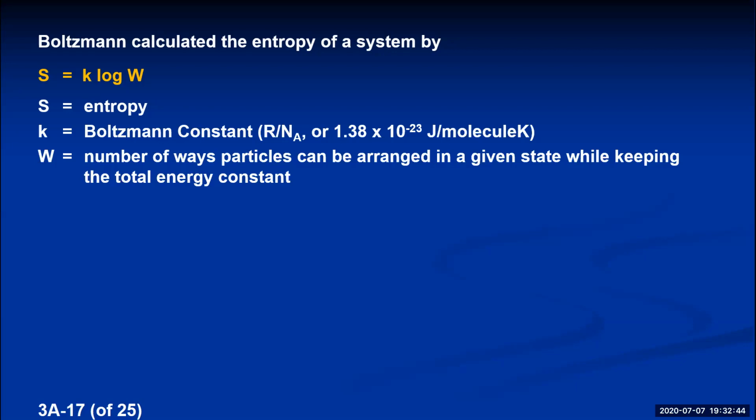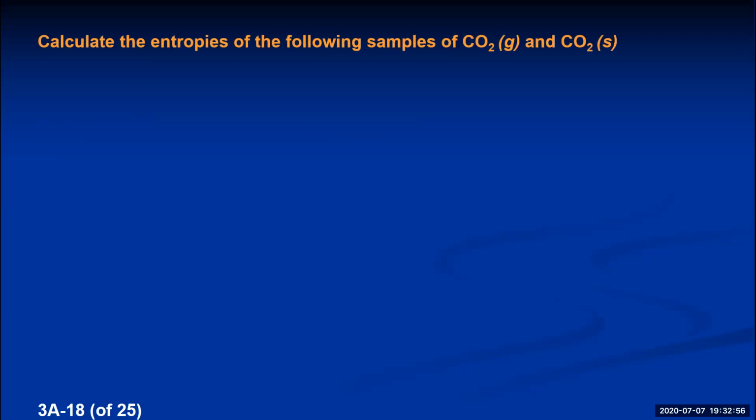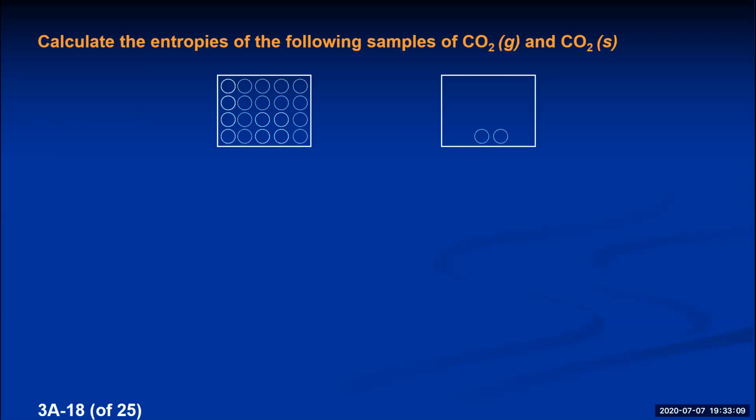And let me give you an example of this. We're going to see if we can calculate with Boltzmann's expression the entropy of a sample of gaseous carbon dioxide and then of dry ice, which is solid carbon dioxide. I'm going to assume that we have a little sample of gaseous carbon dioxide that's only 2 molecules, and then we'll have another sample of solid carbon dioxide, which is again only 2 molecules, and we're going to see if we can calculate their entropies. So on the left is going to be my gaseous carbon dioxide.